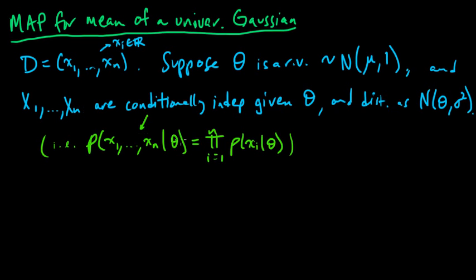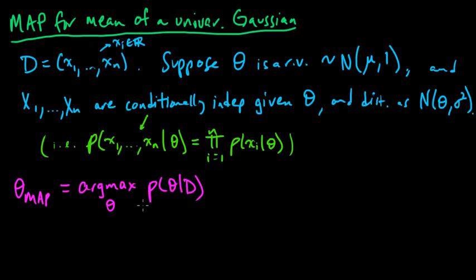So now, what is the MAP? We need to compute the MAP. Well, a MAP estimate for theta, to be precise, since we don't necessarily know that it's unique, is a maximizer over thetas of the posterior distribution on theta given the data.